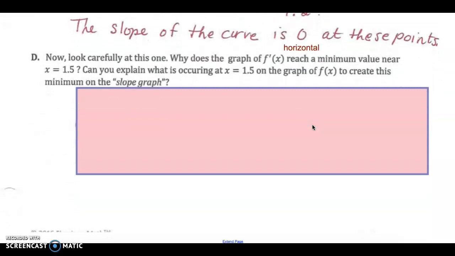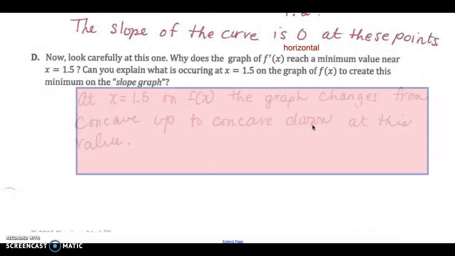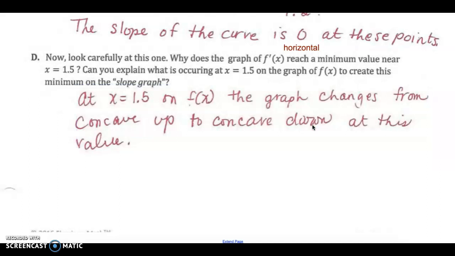Okay, now it says to look carefully at this one. Why does the graph of f prime of x reach a max or a min value near x equals 1.5? Can you explain what is occurring at 1.5 on the graph of f of x to create this minimum on the slope graph? So yes, we can, because what did we say was 1.5 on our original graph? We said that was the point of inflection. So that's where it changes from concave down to concave up. Wherever that happens on your original graph, that's going to be either a max or a min value on your f prime graph.